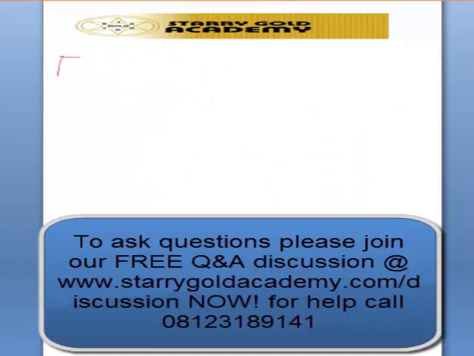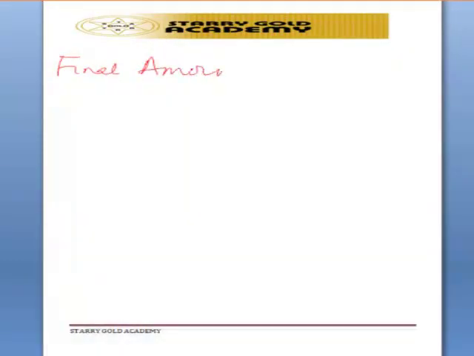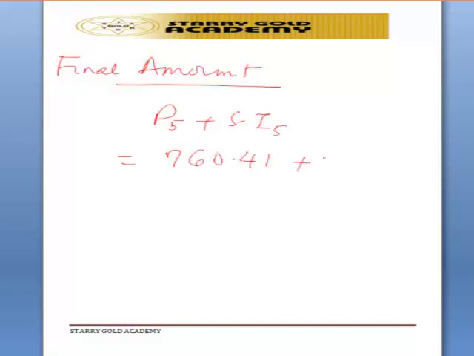So since we have 5 years and we have calculated for 5 years, I can easily get my final amount together. That will give me what? P5 plus simple interest of 5 years. And that is what? 760.41 plus 30.42. This is 790.83. That's for the final amount.